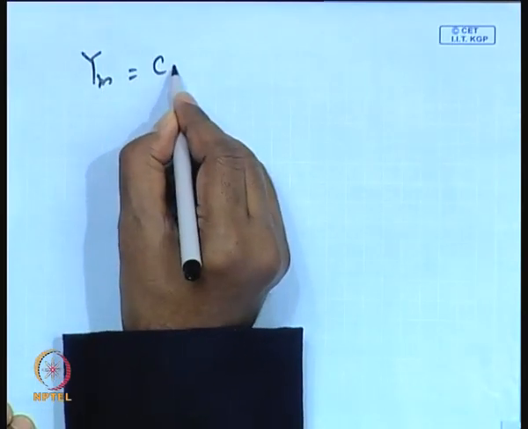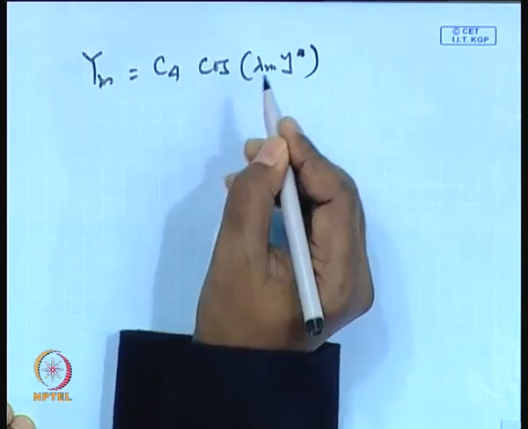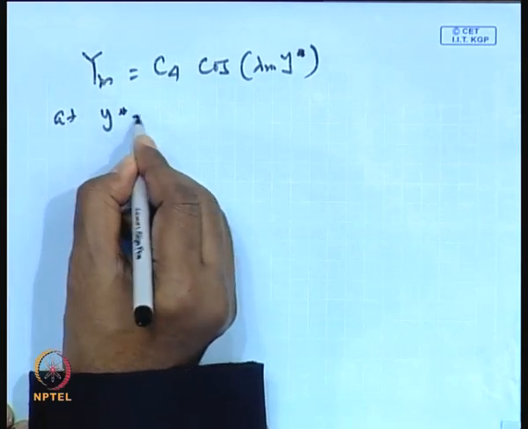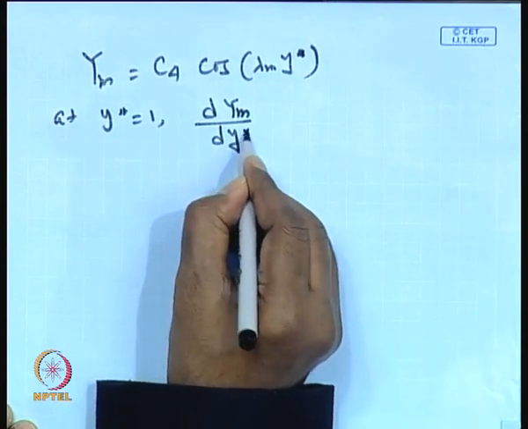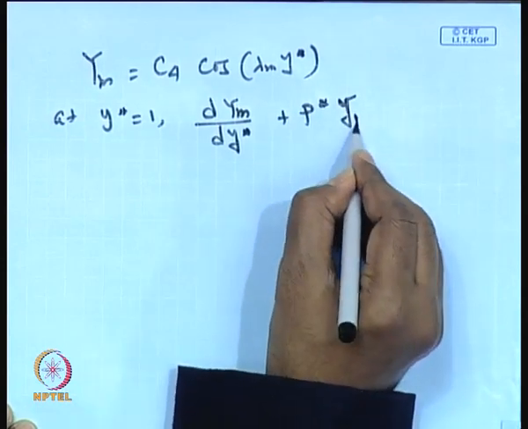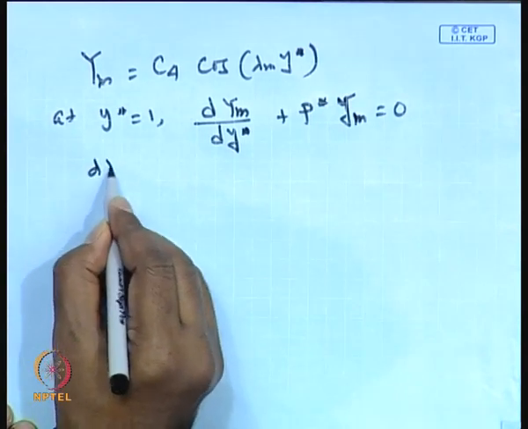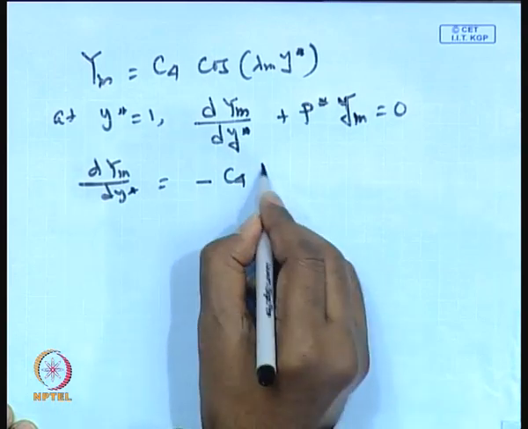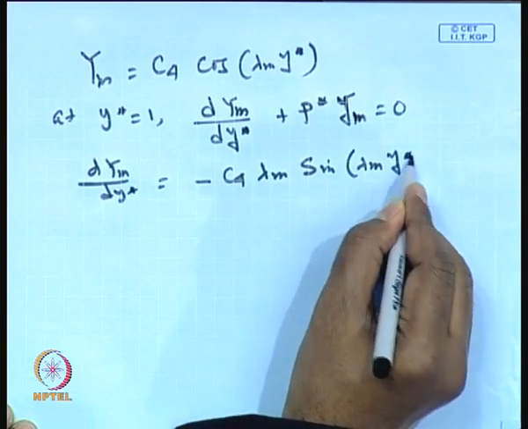So, y m is nothing but c 4 cosine lambda m y star. Okay. Now, let us use the other boundary condition. At y star is equal to 1, you have d y m d y star plus p star y m equal to 0. That means d y m d y star is nothing but minus c 4 lambda m sine lambda m y star. Okay.